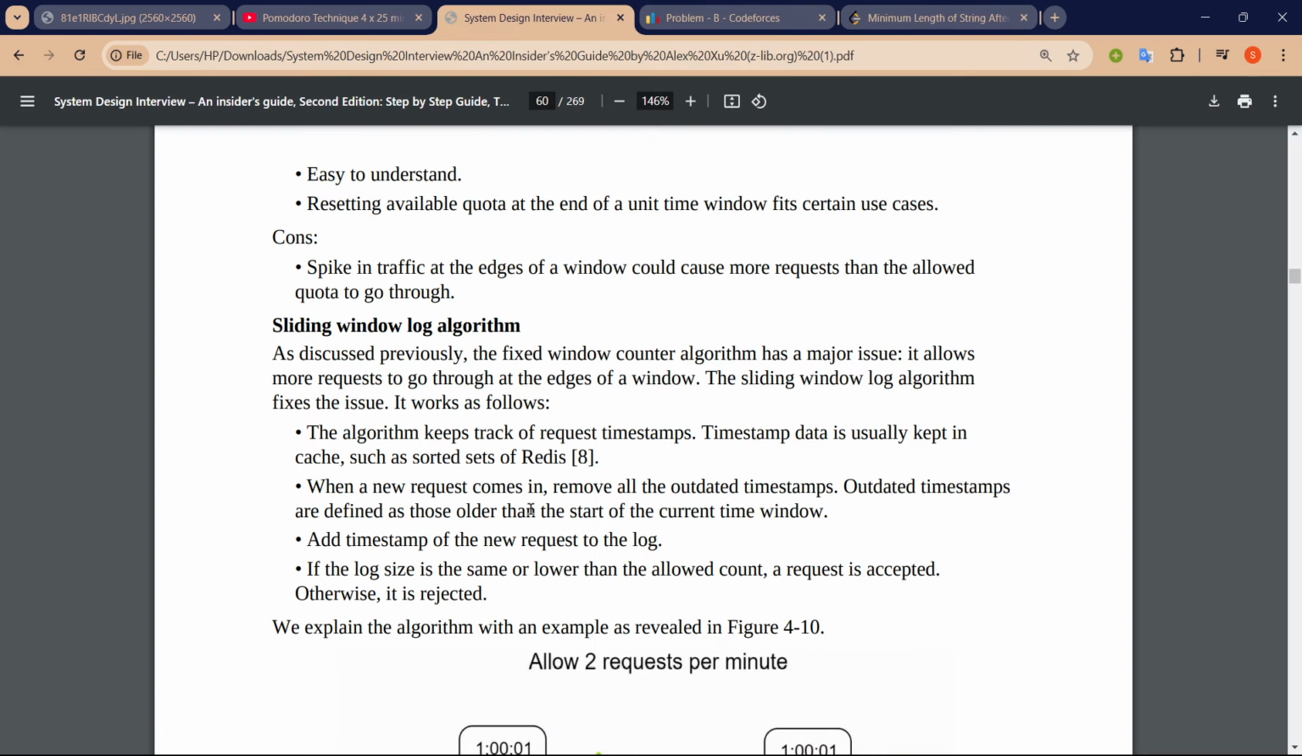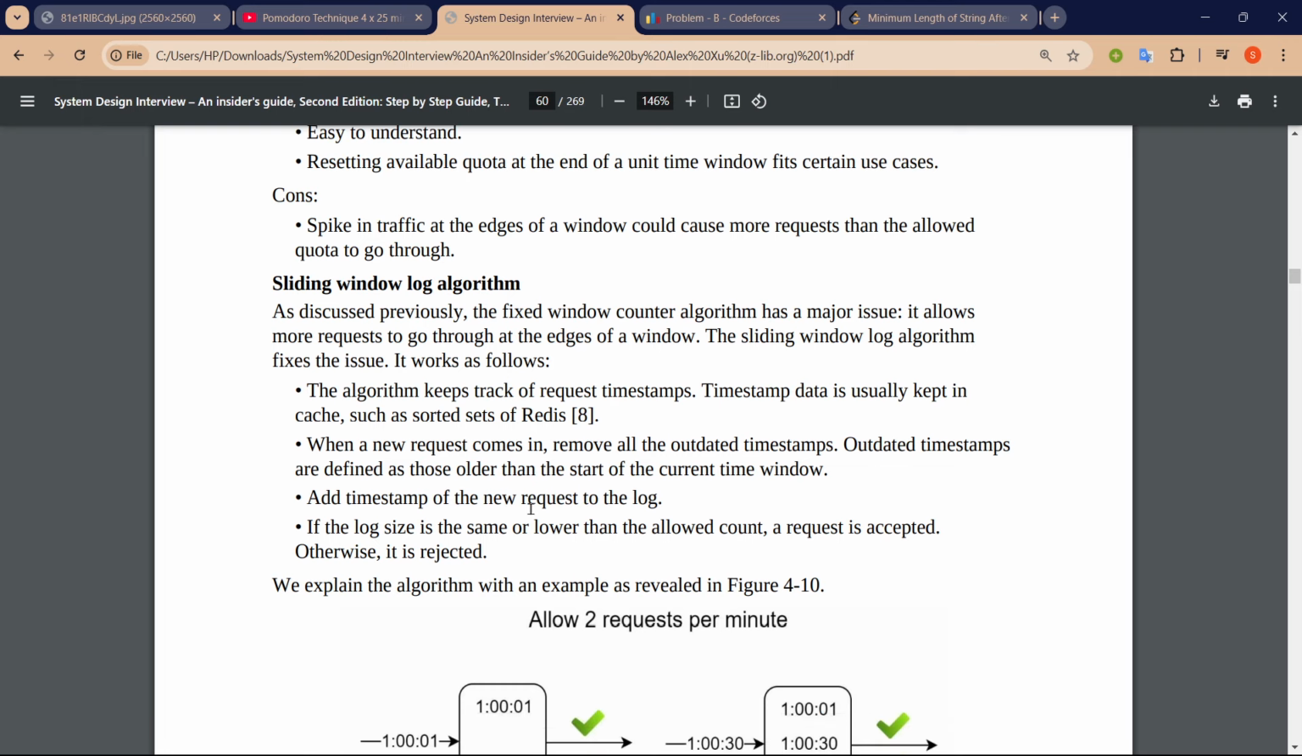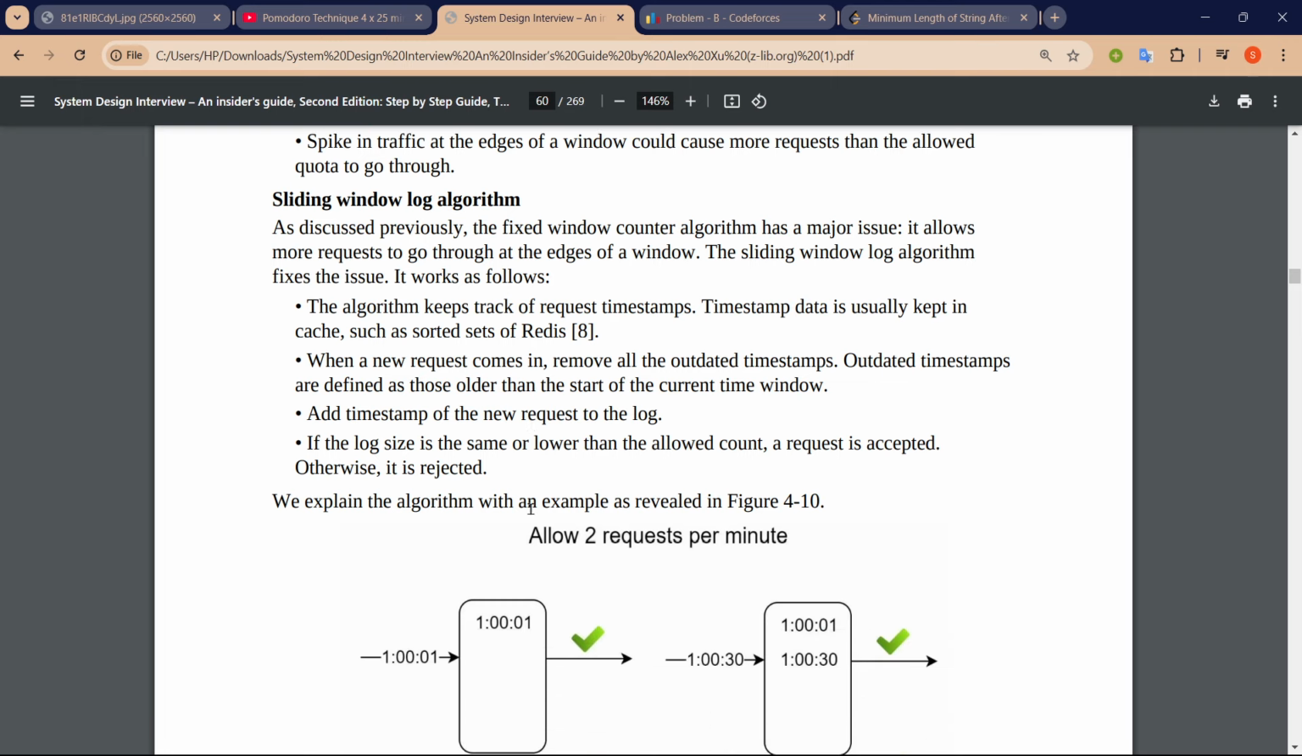Sliding window log algorithm. As discussed previously, the fixed window counter algorithm has a major issue. It allows more requests through, yeah, I know, man. The sliding window log algorithm fixes this issue. It works as follows. The algorithm keeps track of request timestamps. Timestamp data is usually kept in cache, such as sorted sets of Redis. Okay. When a new request comes in, remove all the outdated timestamps. Outdated timestamps are defined as those older than the start of the current time window. Add timestamp of new request to the log.